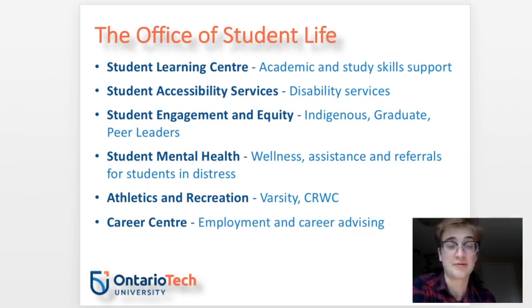There's also Student Equity and Engagement, or SEE. They contain some smaller departments like the Indigenous Education and Cultural Services, Grad Studies, and Peer Leaders. SEE is also in charge of campus-wide events, such as My Start Welcome and Orientation. Other departments within student life include mental health, athletics and recreation, and the Career Center, where students can get help with mock interviews, job applications, and resume review.